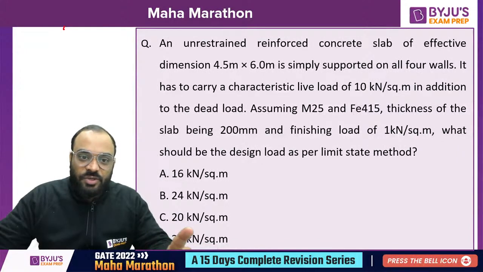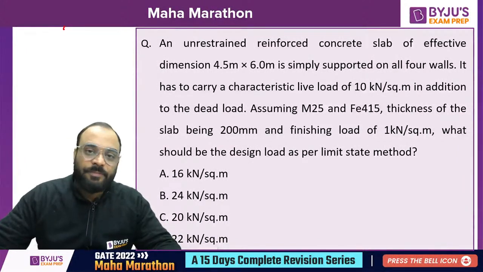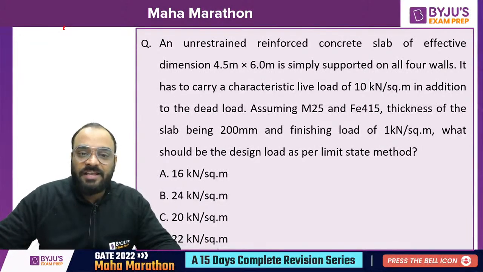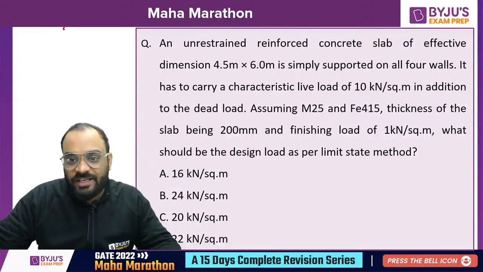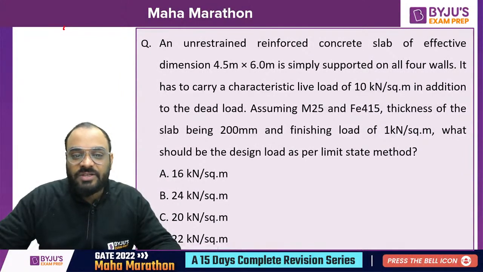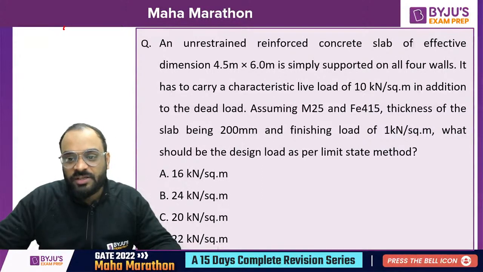A slab is given to us whose dimension is 4.5 by 6 meter, simply supported on all 4 walls, and it carries a characteristic live load of 10 kilonewton per square meter in addition to the dead load. Assume M25, Fe415, thickness of slab being 200 mm and floor finishing is 1 kilonewton per square meter.